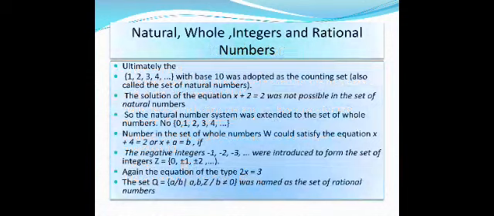Next, the development of natural numbers, whole numbers, integers, and rational numbers. As you know, 1, 2, 3, 4 are natural numbers. It is also based on the decimal system. The solution of the equation x plus 2 is equal to 2 leads us to the number 0. If we add 0 to the natural numbers, this set is called whole numbers and is shown by the letter W.